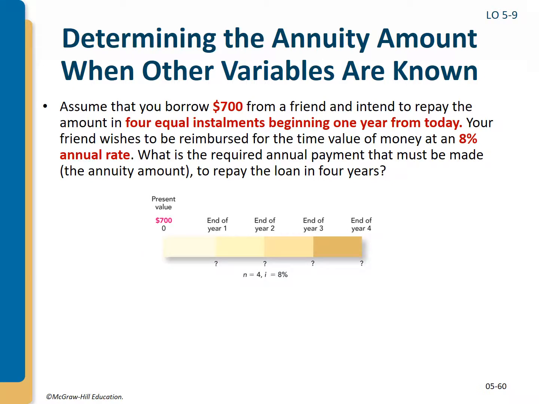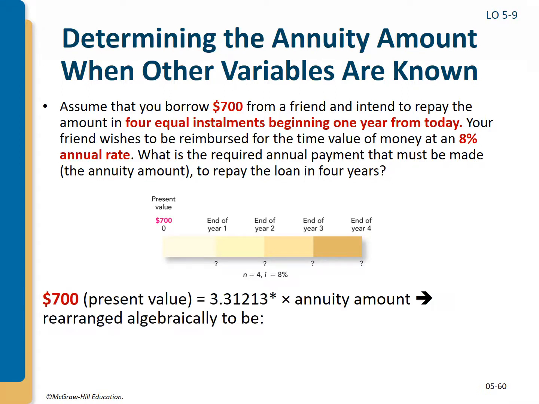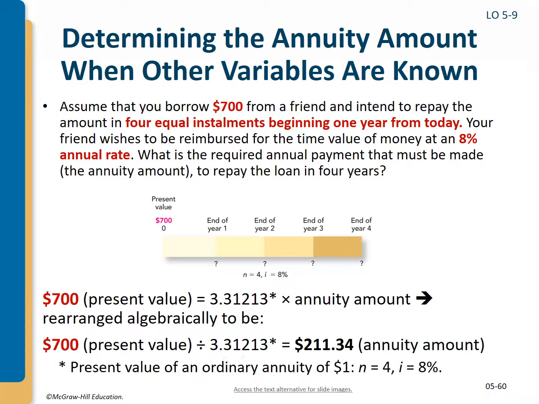You know what you loaned today, you borrowed today, $700, that's the present value. You're trying to figure out how much you should pay back at the end of each year for 4 years, $211.34.